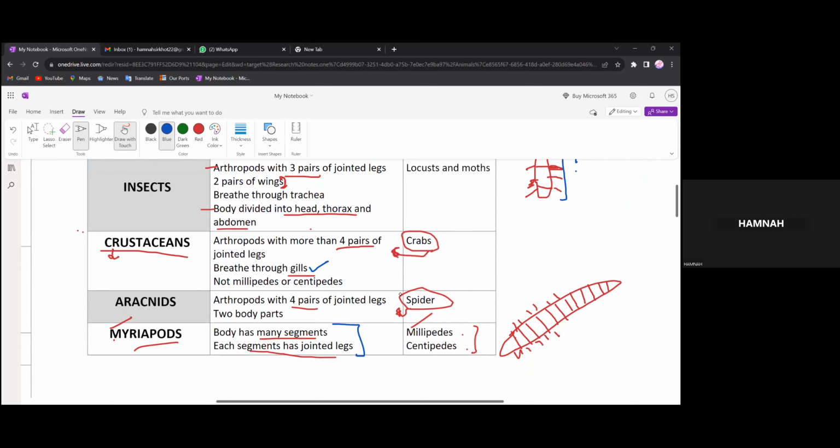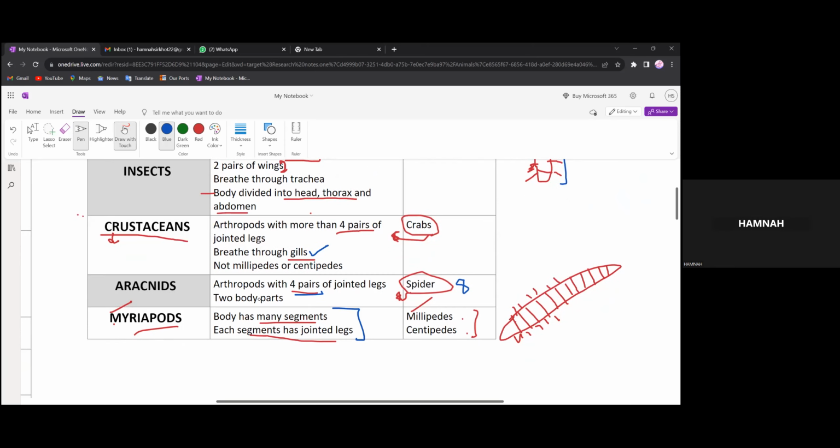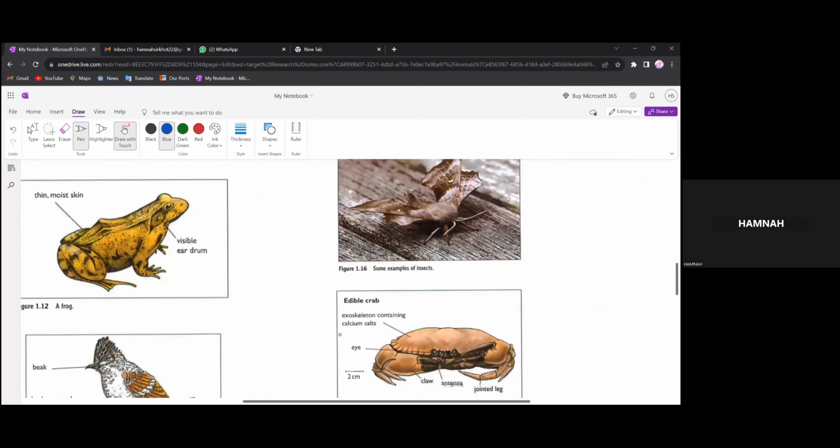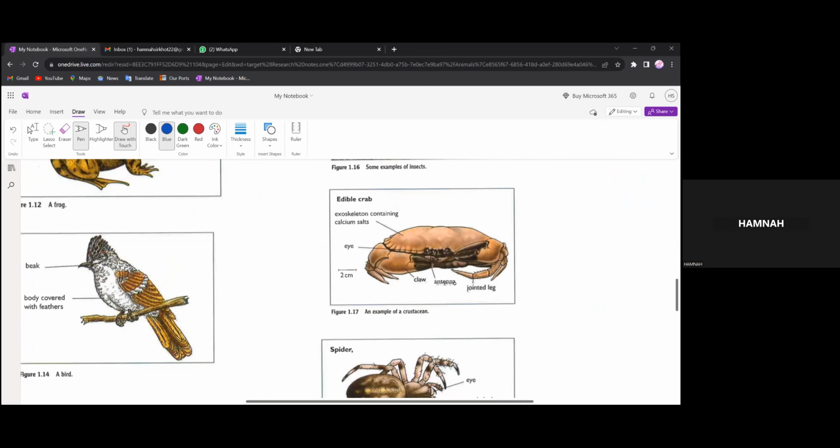Arachnid is spider. So a spider has four pairs because we know a spider has eight limbs, eight legs, and it has two body parts. See, an insect had three body parts. Spiders have two body parts. And then we have myriapods with multiple segments, and all these segments have jointed legs. Now I have some pictures here. This is a crab. See this crab?